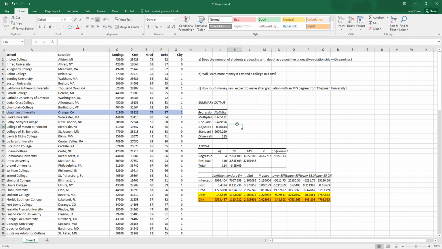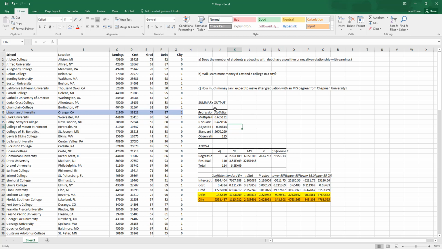So the actual earnings are $51,800. We'll see how close our model gets to actually producing that value, given that it has an annual tuition cost of $33,821, a 74% graduation rate, and 87% of students graduate with debt, and that it is located in a city. Orange is a nice place that is sort of in the suburbs of Los Angeles.